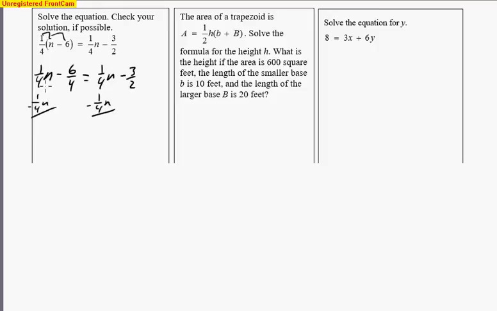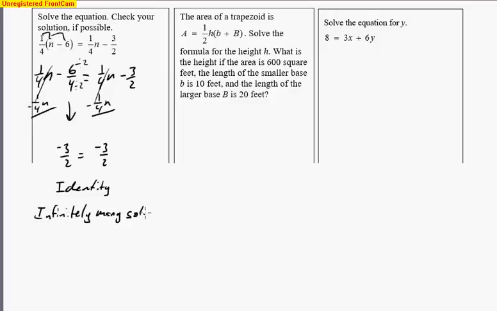And you see how they cancel out. Both the n's cancel out on both sides. And when I go ahead and reduce this fraction, I'm going to take out a common factor of 2. I'm left with -3/2. And on this side, I have the same thing, -3/2. What we have here is called an identity. And so when we have an identity and we're trying to solve for the variable, that would mean that we can have infinitely many solutions. And so that's what our answer is, compared to that first one where we had no solution. Well, here we have an identity, so we have infinitely many solutions.